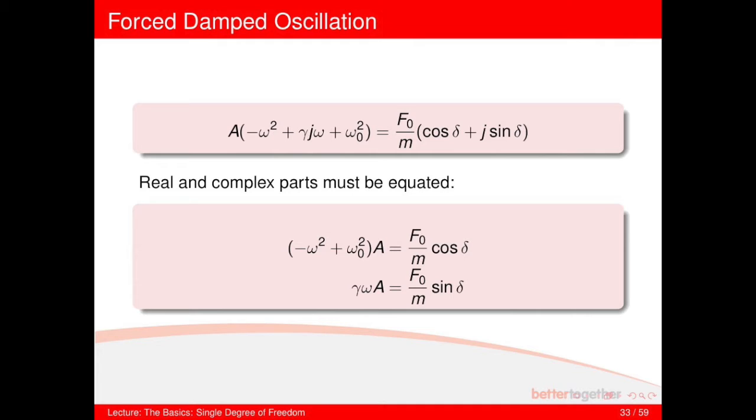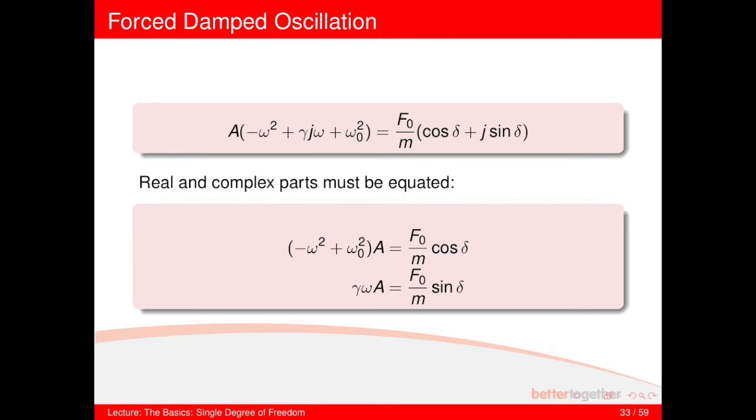So there's our real bits. We've got minus omega squared plus omega naught squared, times the amplitude A, must equal F naught upon m times cosine of delta. And then the complex bit in this equation, we've got gamma j omega times A must equal F naught upon m times j sine delta. The j's disappear, we end up with that, the imaginary bit. They must be equated. Remember, this is where we had the problem back in the free oscillation, where there was no force, so this side was 0, and obviously that couldn't be 0. Okay, so that would mean the amplitude is 0 and the frequency was 0, and the gamma was 0, which just doesn't make sense.